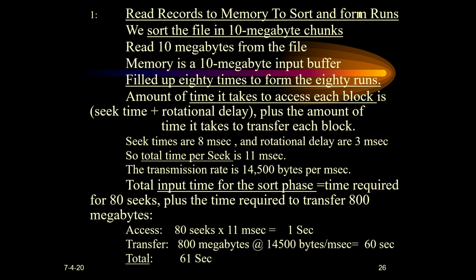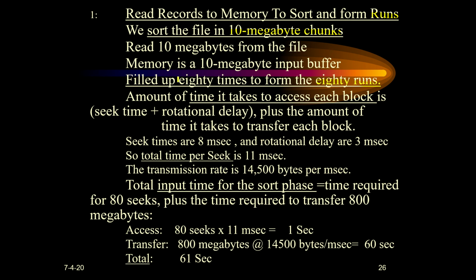Then we'll sort it and write it out as runs. So here we are considering that our memory has 10 megabytes of chunks. One file has this much data. Now we are going to see how it is split up. This data is split into 80 runs.